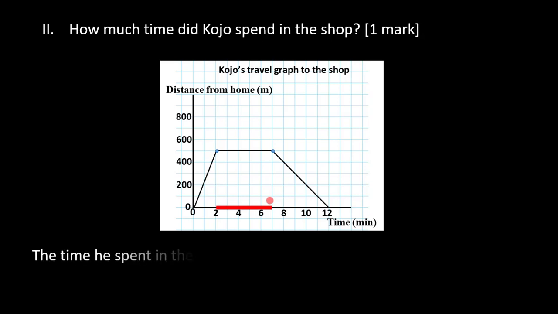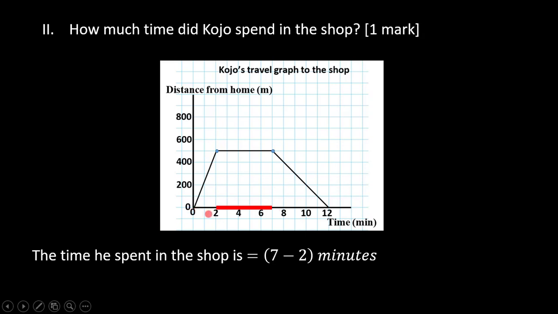We simply have to subtract the 2 from the 7 you see here, because within the first 2 minutes he was walking, so we take that time out of the 7 minutes we have here. That simply gives us 7 minus 2, giving us what? Of course, 5 minutes. So in answering the question, how much time did Kojo spend in the shop, we can simply say that he spent 5 minutes in the shop.